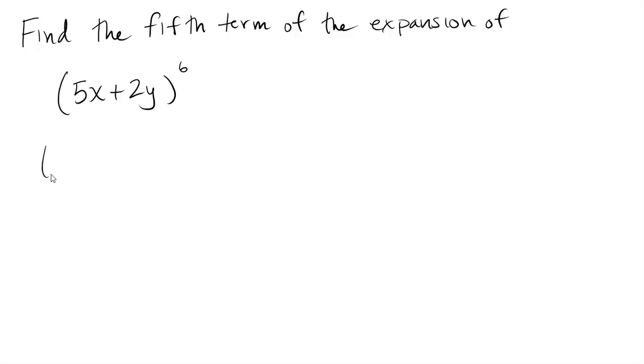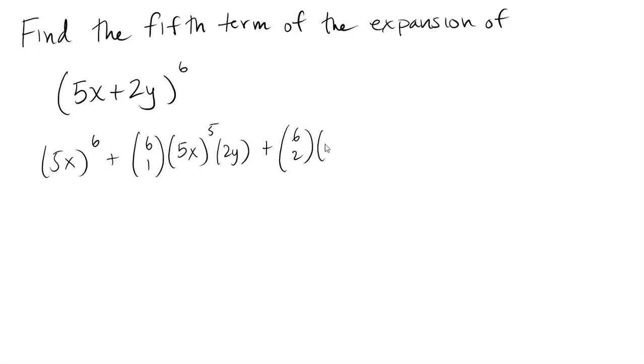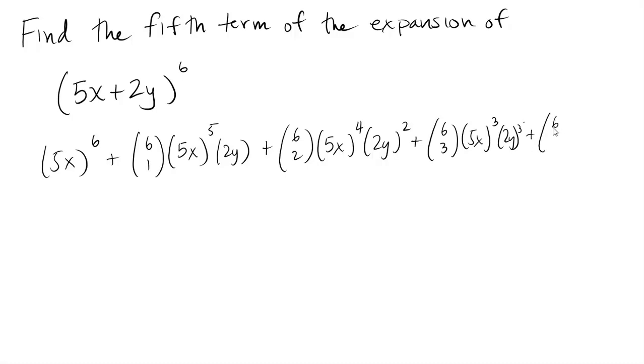So the first term would be 5x raised to the full 6th power. Then we're going to do 6 choose 1, we're going to reduce the power on 5x by 1, and we're going to introduce our first copy of 2y. The third term would be 6 choose 2, (5x)^4, (2y)^2. The fourth term would be 6 choose 3, (5x)^3, (2y)^3. And our 5th term will be 6 choose 4, (5x)^2, (2y) all raised to the 4th.